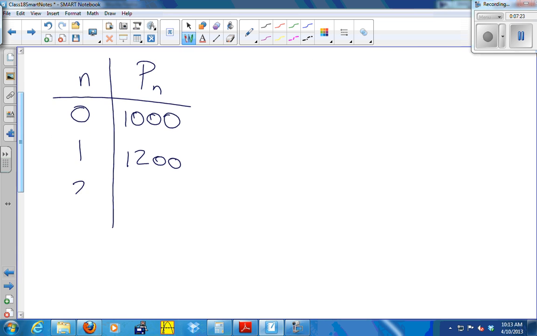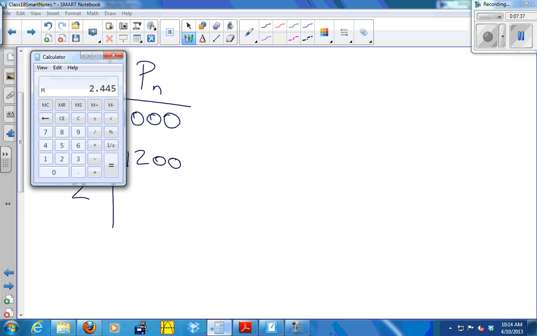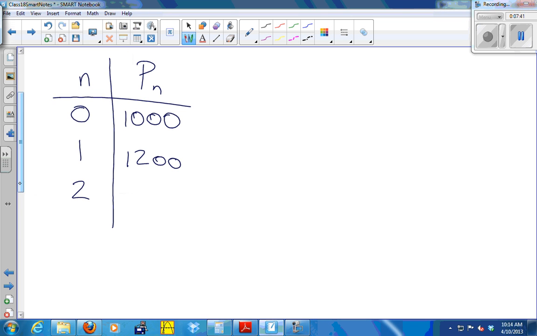Okay, and then a year later, now I'm going to increase what I had in year 1 by 20%. So I need to take 1,200 and increase it by 20%. So I'm going to multiply 1,200 times 1.2. And I get 1,440.